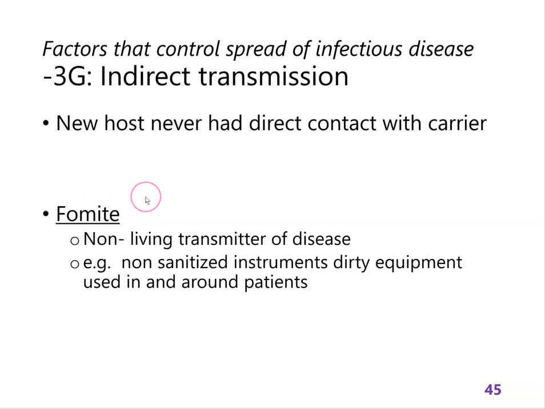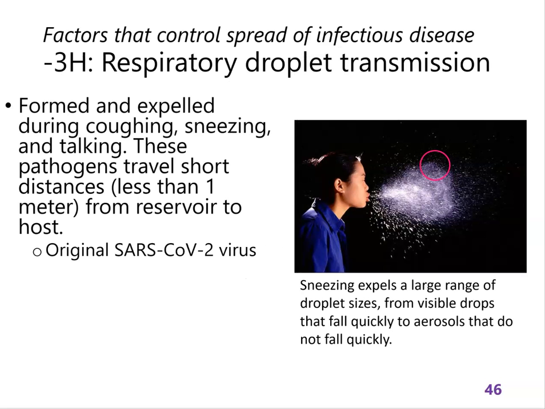Another important word is fomite. A fomite is something like a doorknob or a table, something that can become contaminated and can spread disease that way. And so that's why you have to be so careful in a clinic to clean surfaces that patients will touch, especially if your patients have infectious diseases.